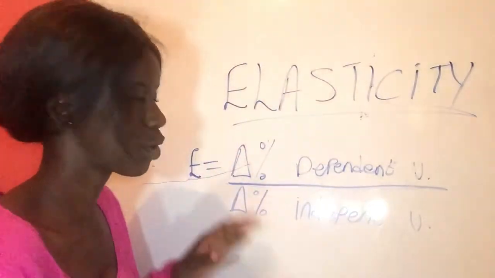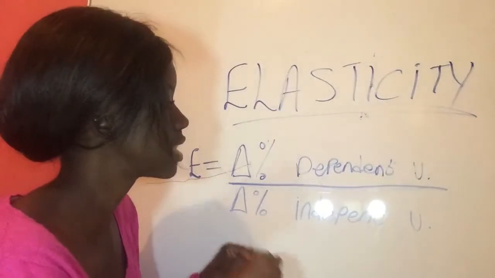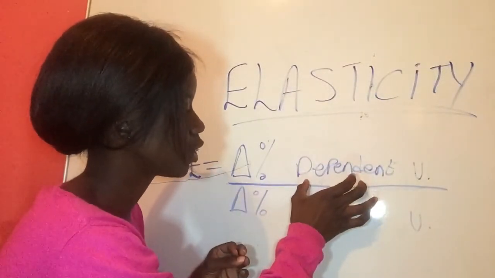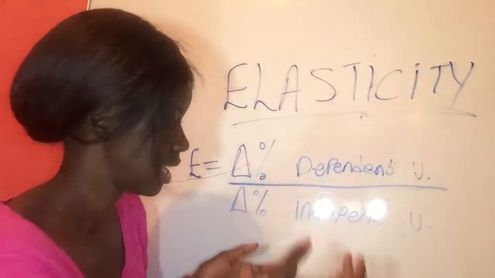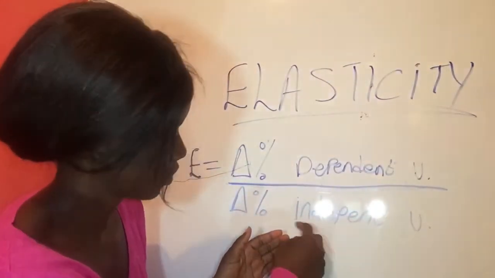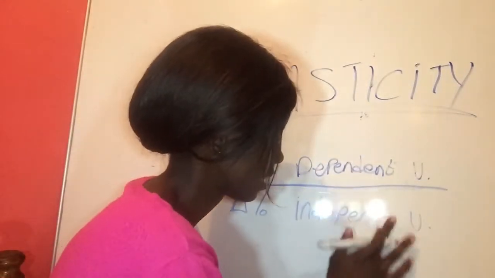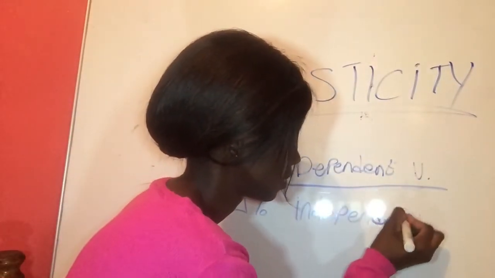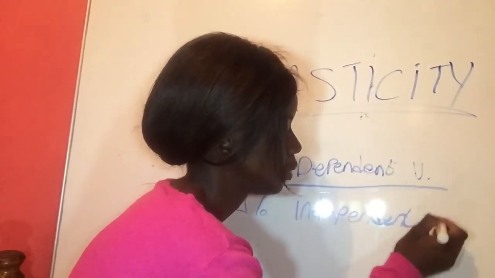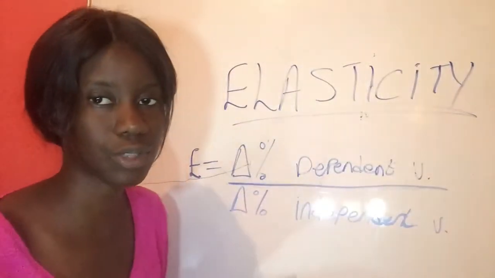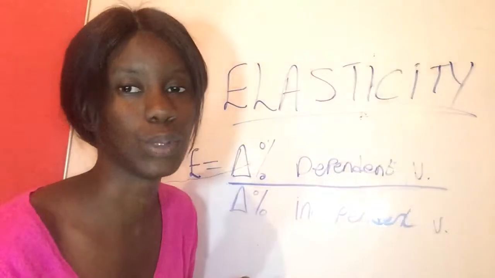So that's the formula, though we're going to break it down further, but for now that's what we're supposed to know. In this case, the dependent variable being the quantity. So quantity is dependent on other factors such as price, and the independent variable, like in our earlier example, being price. Okay, so that's the formula for elasticity. We're going to break it down further as we go on.